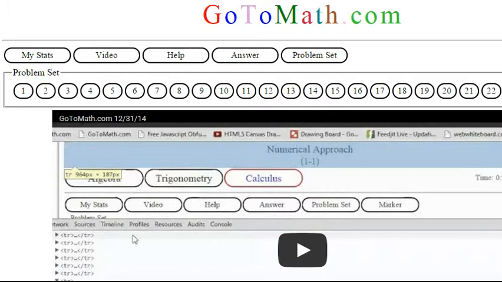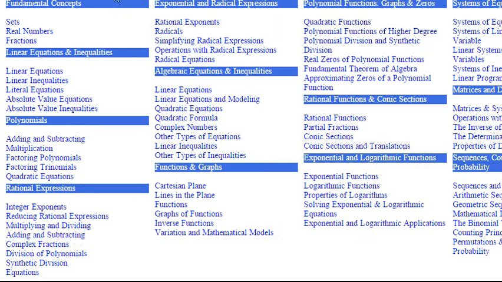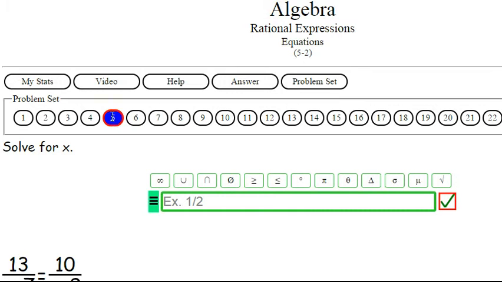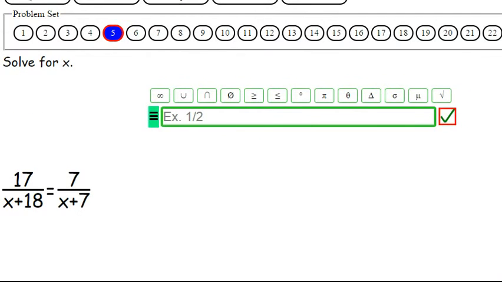Okay, so we're over here at gotomath.com. If you didn't know, you probably already do. We're doing 5.1, if I can find it. Where's it at? There it is. 5.1. Alright, so we got 17 over x plus 18 is equal to 7 over x plus 7.